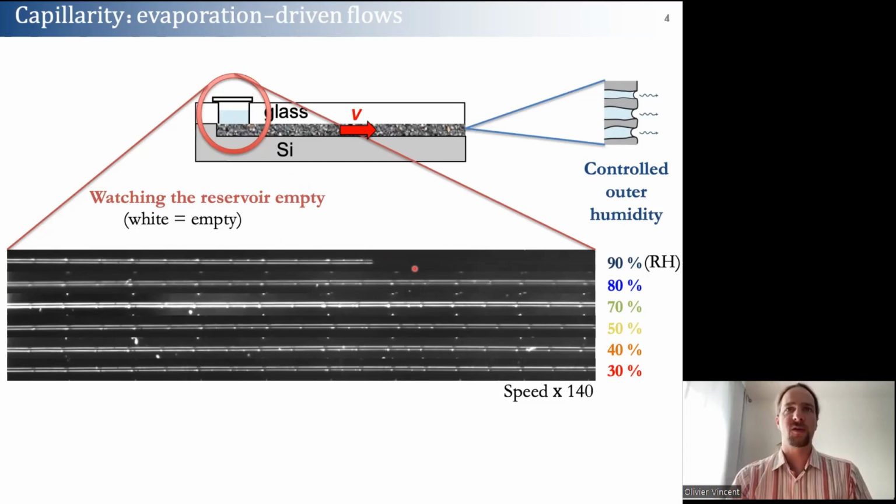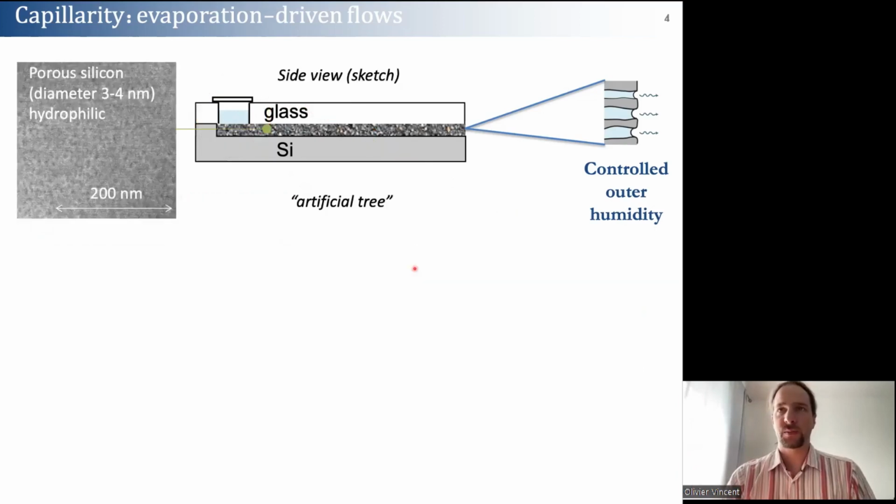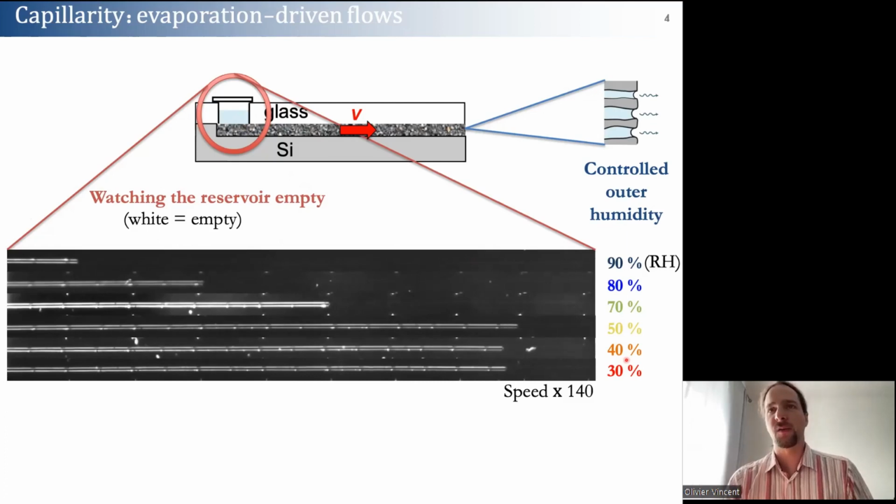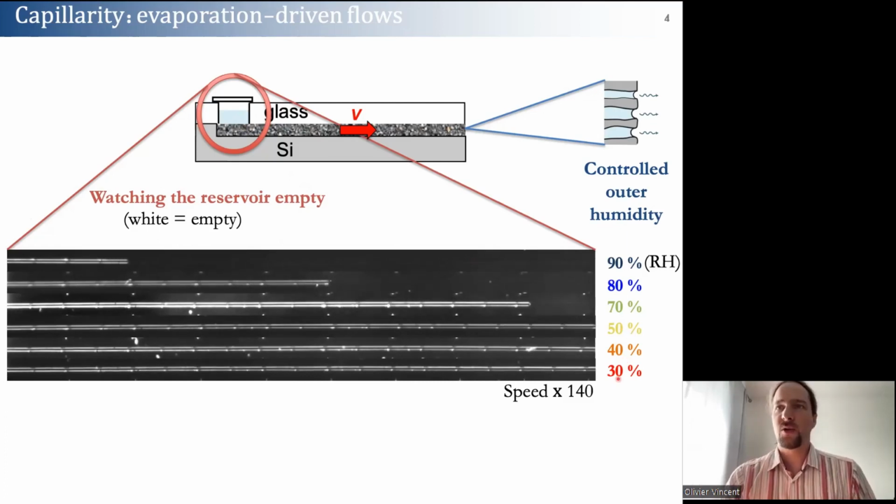And the emptying of the reservoir informs us that the system is driving flow at different speeds depending on the humidity. I will play again. So you can see, of course, that the lower the humidity, the higher the flow rate. But at low humidity, it starts to saturate, it seems.